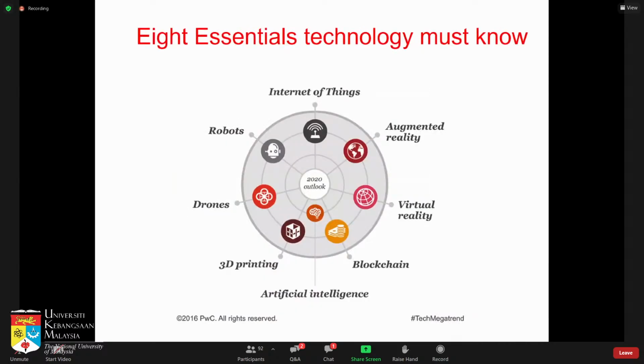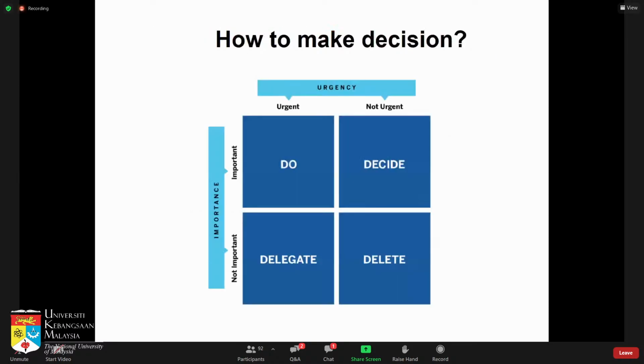Now, if you want to tell the audience what are the 8 essential technologies that you must know for the next 20, 30 years. These are what PricewaterhouseCoopers mentioned we really need to know, even though we do medicine or whatever specialty. We need to know a bit what is IoT, what is AI, what is useful clinically for drones, automation, or robots, or 3D. I think we need to go beyond our comfort zone rather than just your specialties.